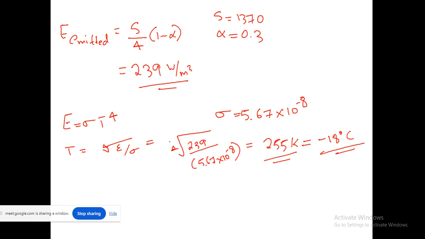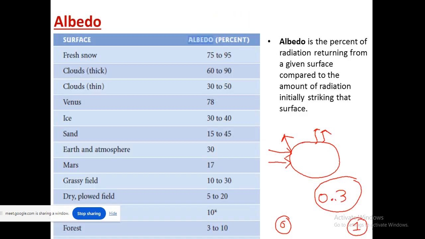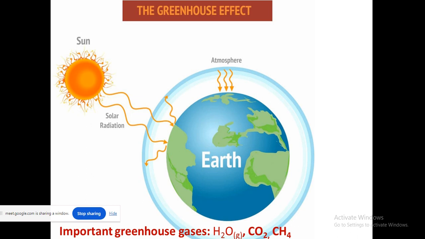So what is happening is that as this much amount of, like, 239 watt per meter square energy is being emitted by the Earth's surface, the greenhouse gases present in the atmosphere absorb this radiation and then warm the atmosphere or the Earth's surface. So that's why we are having a higher temperature, like 20 degrees Celsius or 283 Kelvin. So that is basically the temperature. So we calculated the temperature of the Earth.